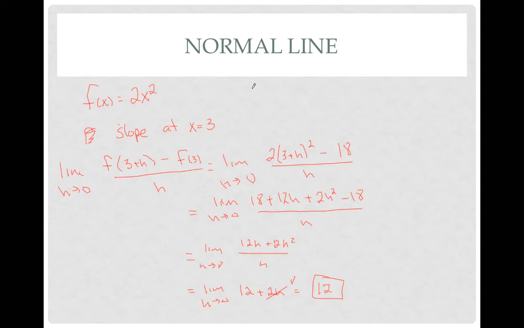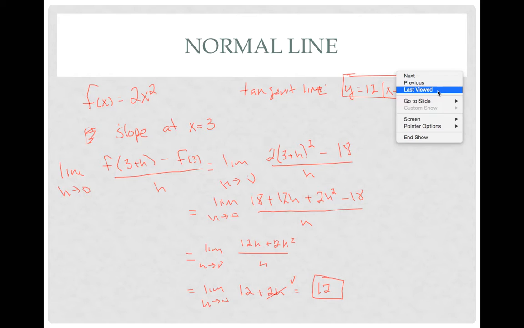If I wanted to find the equation of the tangent line, well, that's just going to be y equals my slope times, by point slope form, x minus 3, plus whatever the y value is. If I plug in 3, I get 9 times 2 is 18. So there's the equation of the tangent line, which kind of pulls me into the normal line here.